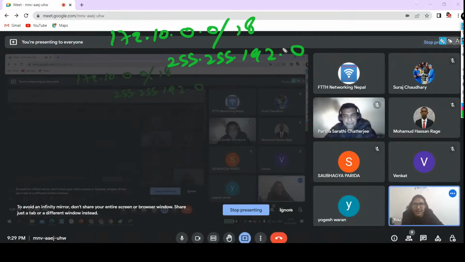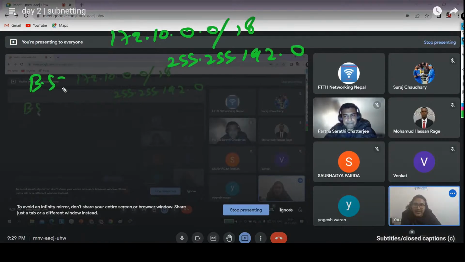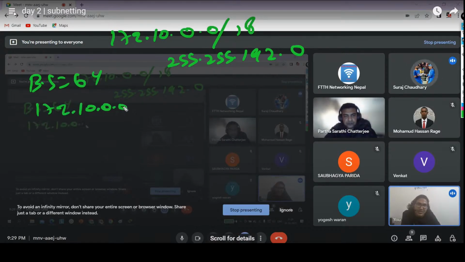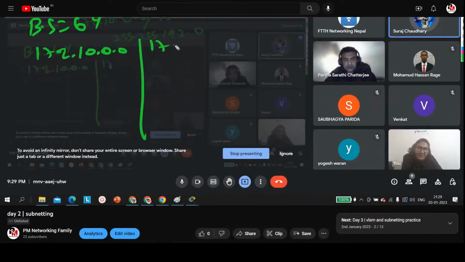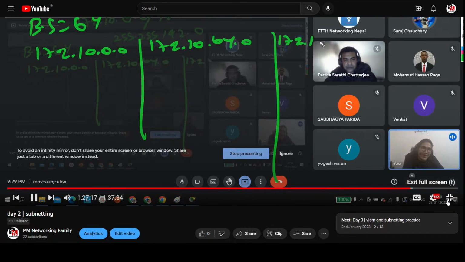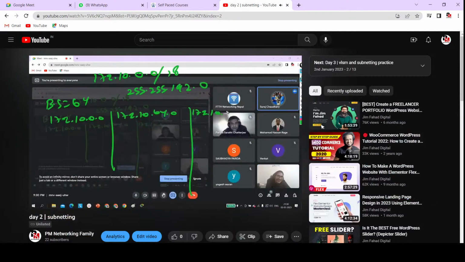Okay. So here the block size will be 64. The first network will be 172.10.0.0. The second network will be 172.10.64.0. The third will be 172.10.64 plus 64, which is 128.